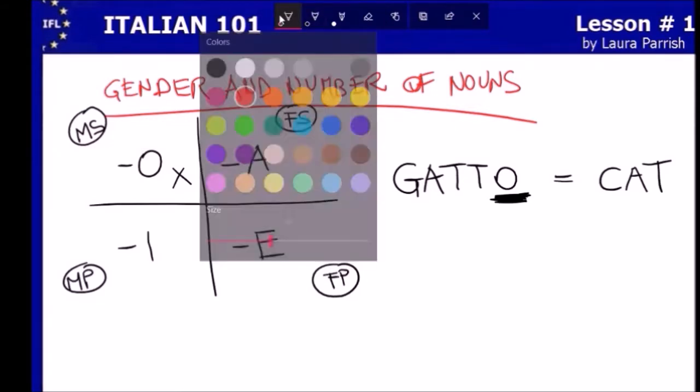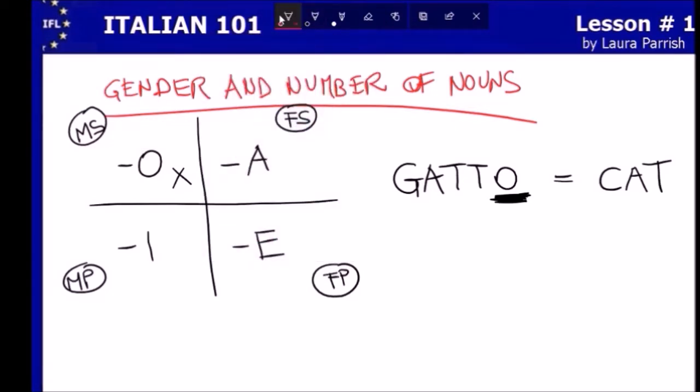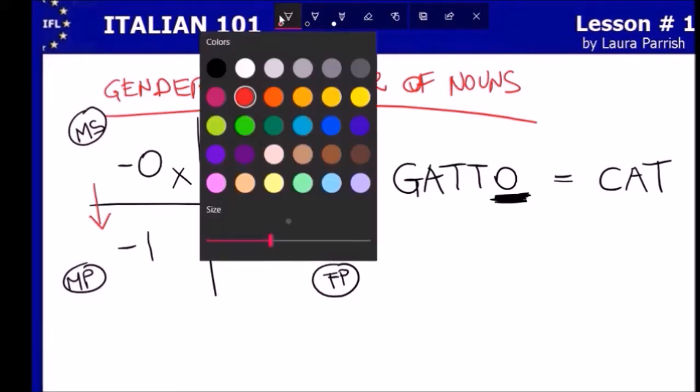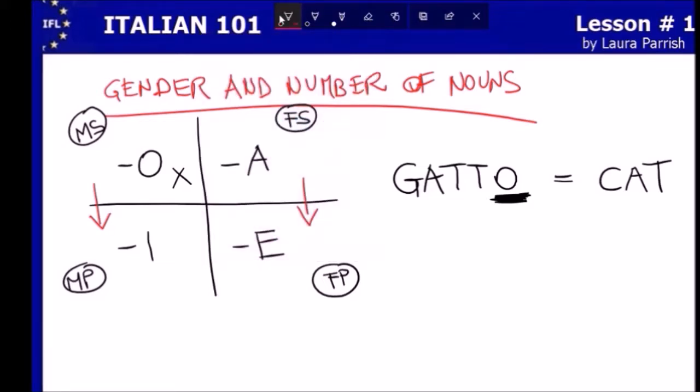How do I make this word masculine plural? You don't want to say one cat, you want to say many cats. So you just move from masculine singular to masculine plural. Here you have the E, so you rewrite the word with the ending that you need, E. So you have gatto, that is masculine singular, and gatti, that is masculine plural.